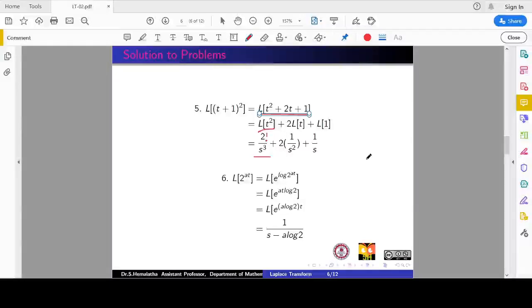Okay. So coming to the sixth case. Now the sixth is a very special problem because, you observe this, it is not e to the power at, it is some base number to the power at. So we don't have any basic derivation for this in Laplace. So what we have to do is convert it into an exponential by using our usual log and exponential formula.